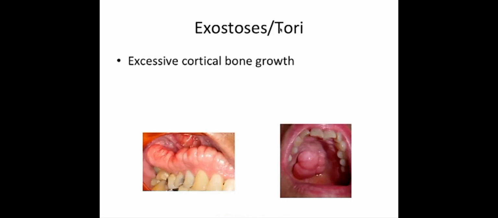Next we have exostoses and tori, and this is the excessive cortical bone growth seen in these pictures. They're basically named based on where they occur. This would be a buccal exostosis, a very severe one in this case, and this would be a palatal torus. Again, pretty severe. They're usually not quite this large, but just for picture's sake, those are two examples.